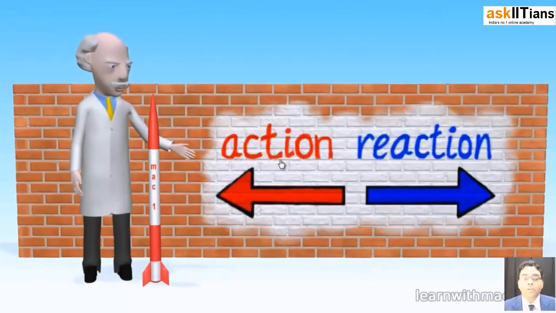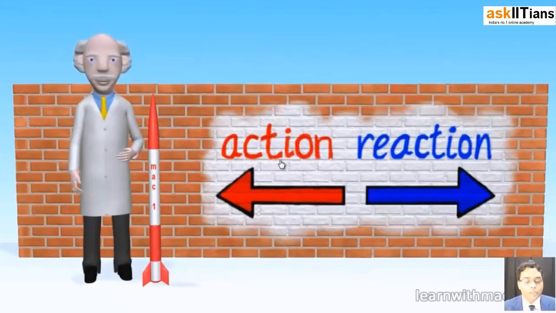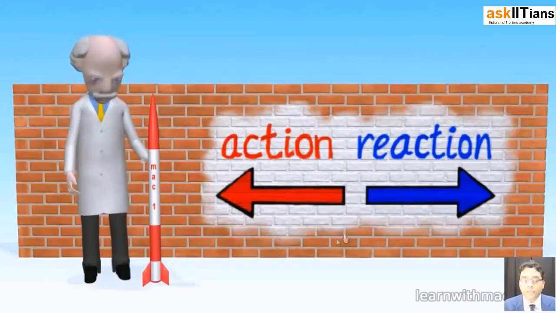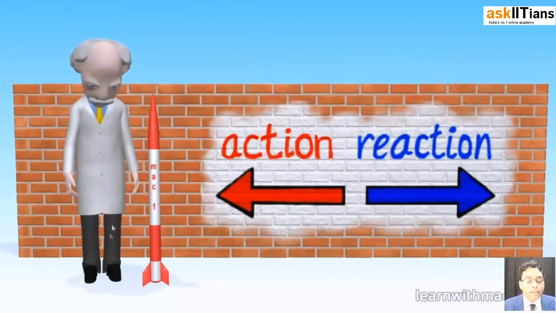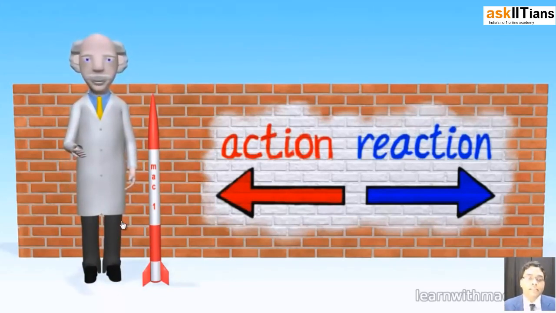A similar kind of thing holds good everywhere. As you can see, Dr. Mack is standing on this floor. When he is standing on this floor, there is a weight acting on the surface. On this particular surface, there is a weight that acts, which equals his mass times the acceleration due to gravity. But he does not fall down.